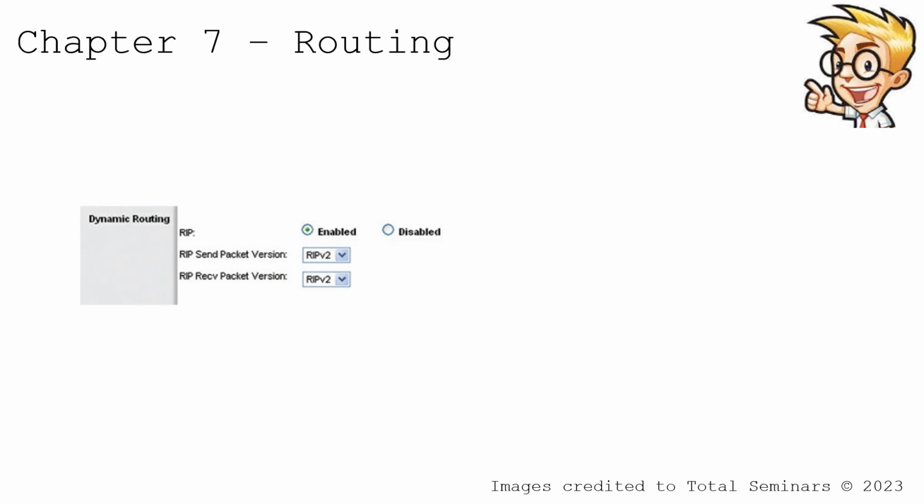RIP version 2 supports VLSM. It includes built-in authentication, swaps broadcasting for multicast, and increases the time between updates from 30 seconds to 90 seconds, which removed a lot of headaches.